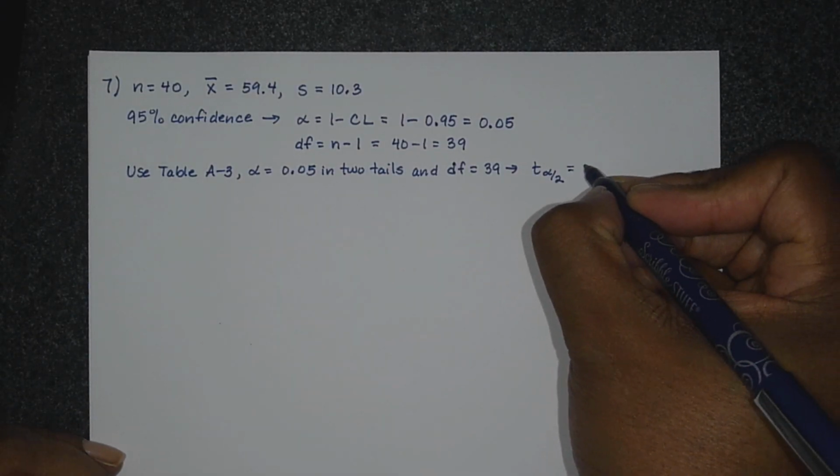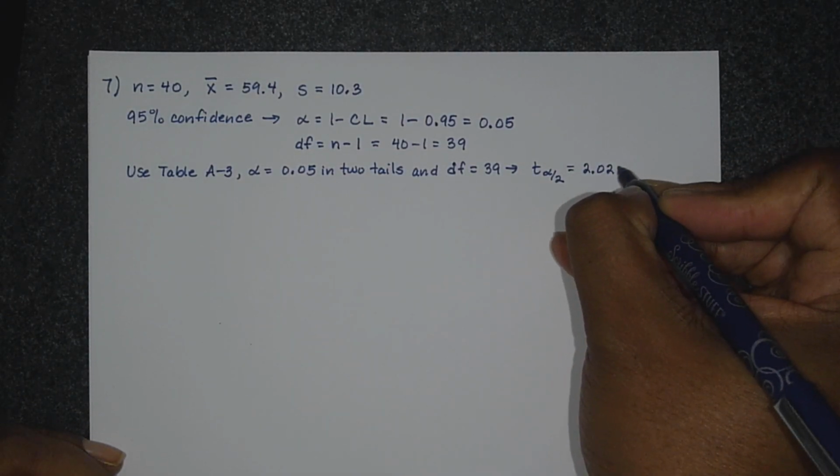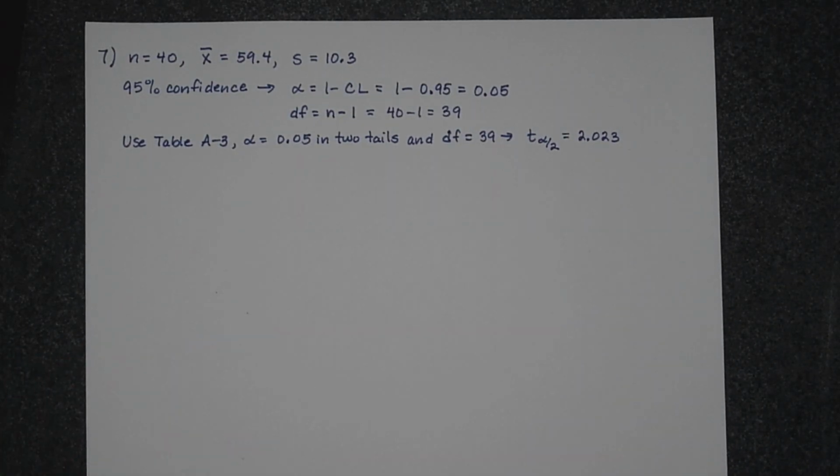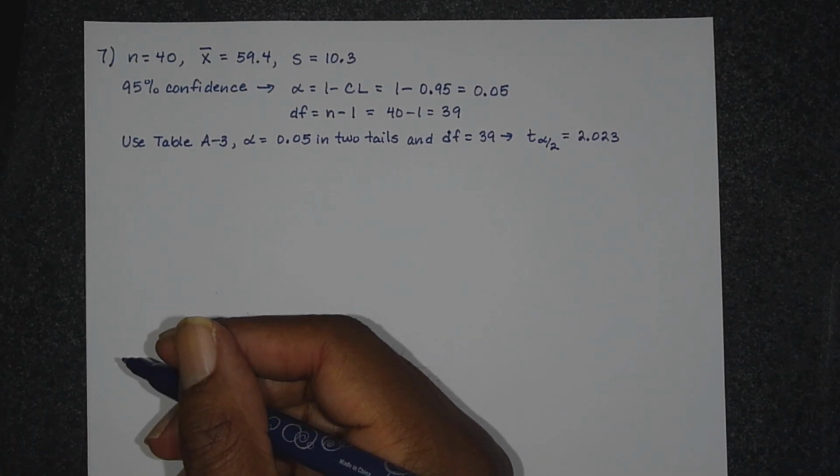So in this case, here it'll be 2.023 for your critical t value. I don't think you'll have something like that on your final exam, because I'll try to get one where you can easily find out what that critical t value is going to be. So we're going to use 2.023 as our critical t value.